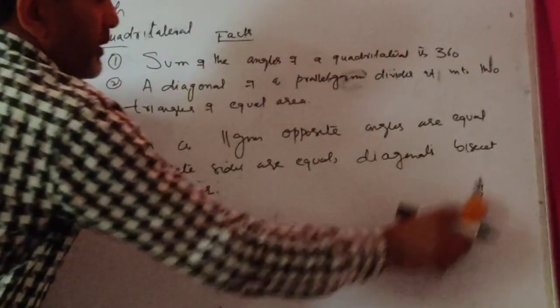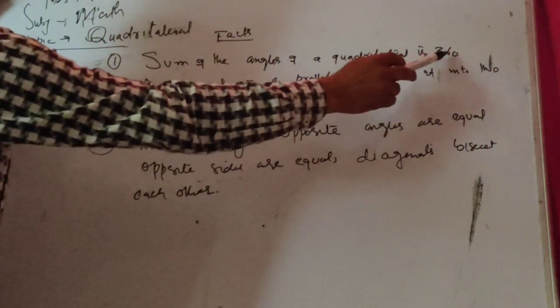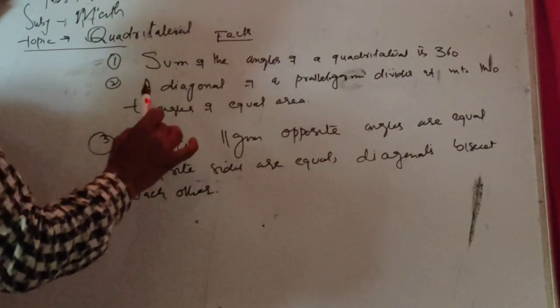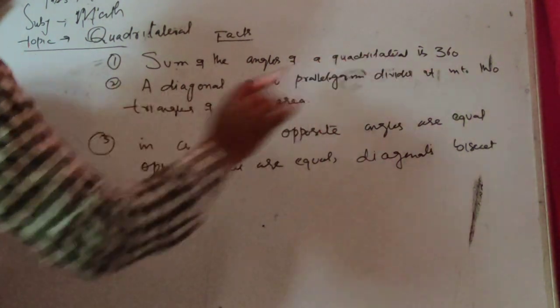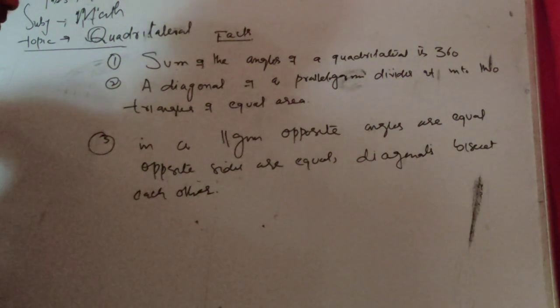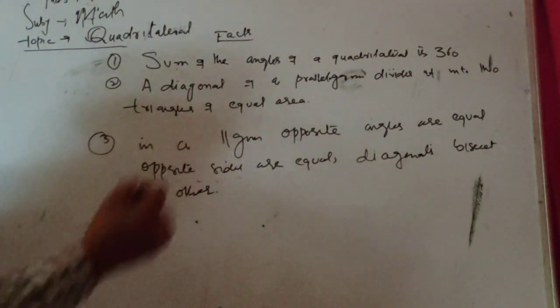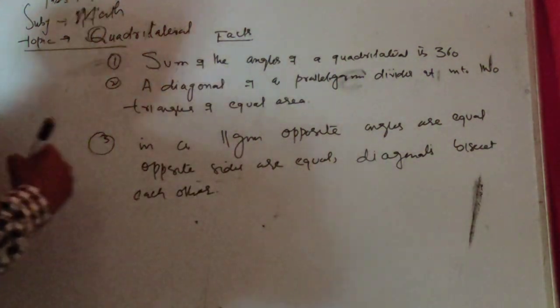About these quadrilaterals, you know the sum of angles of a quadrilateral is 360. You must remember this. A diagonal of a parallelogram divides it into two triangles of equal area. In a parallelogram, opposite angles are equal, opposite sides are equal, diagonals bisect each other.